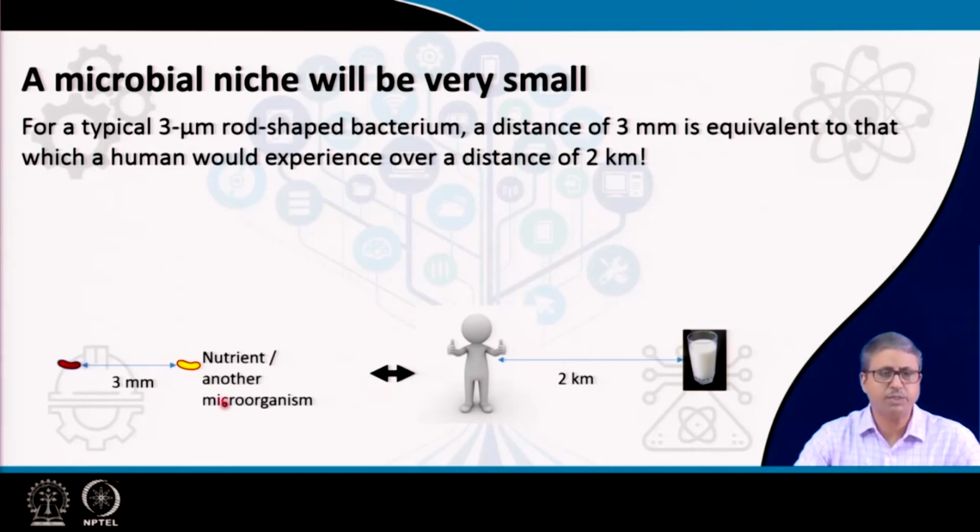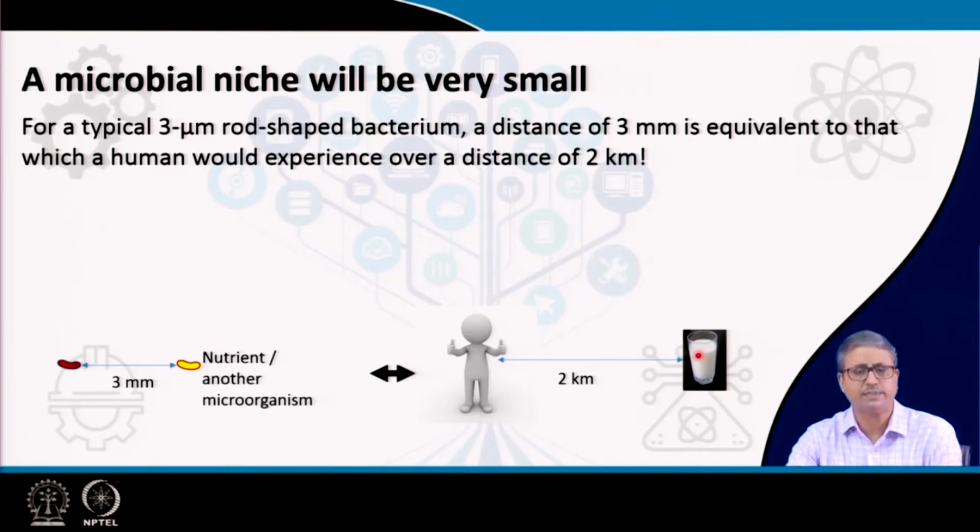Like this 3 millimeter distance could be equivalent to 2 kilometer distance for a human. So, just assume that you have a glass of milk 2 kilometer away. So, is it readily accessible? I do not think it is readily accessible. So, there may be a water tanker away from a person, 2 kilometer away from the person. So, the person has to think how I am going to access that glass of milk, or that it is just a representative, that is, a source of nutrition.